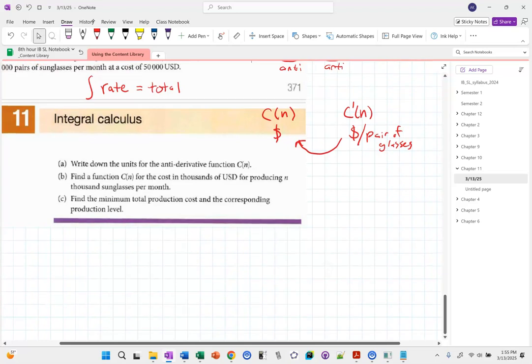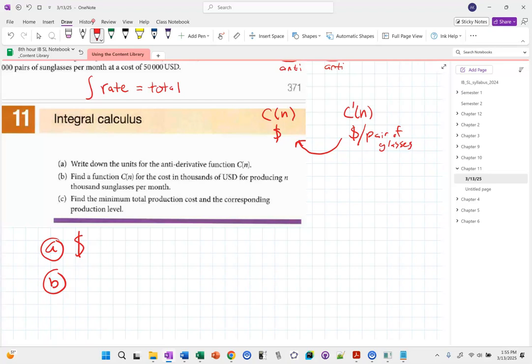So for part A, we have that. It's just dollars. Everybody feel good? It then says, find the function C of n for the cost in thousands of US dollars for producing n thousand sunglasses per month.